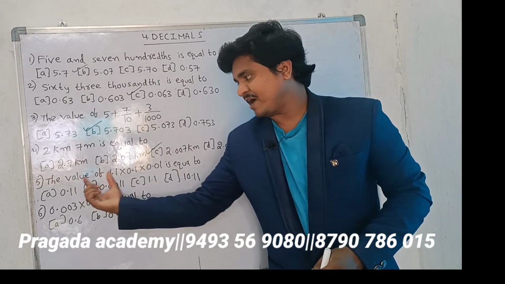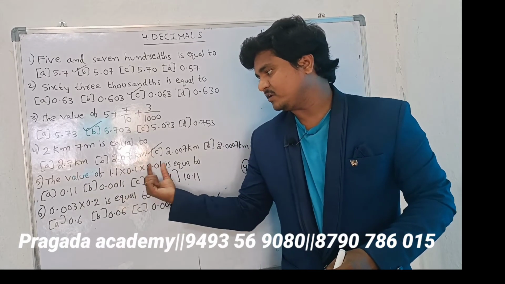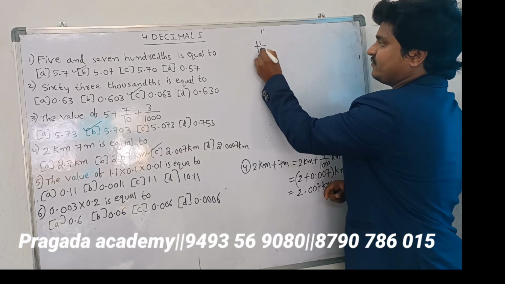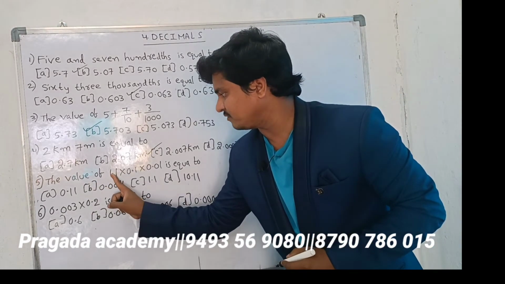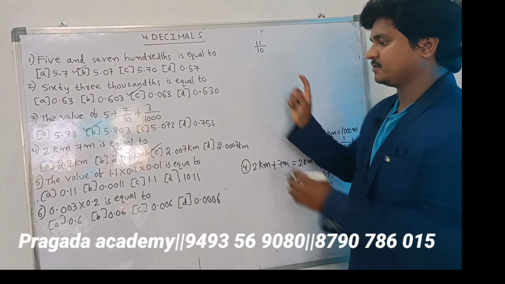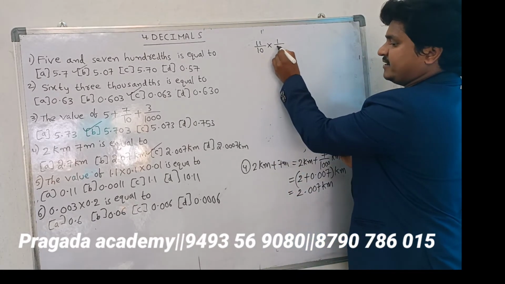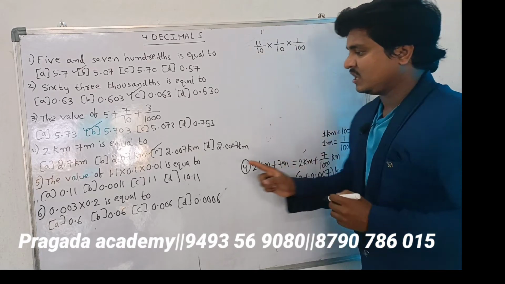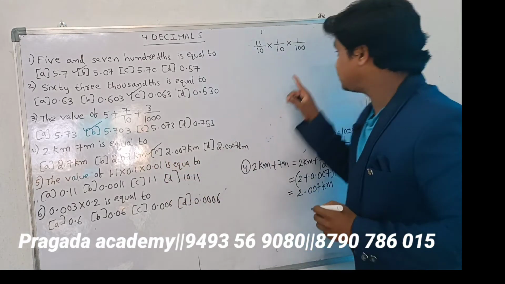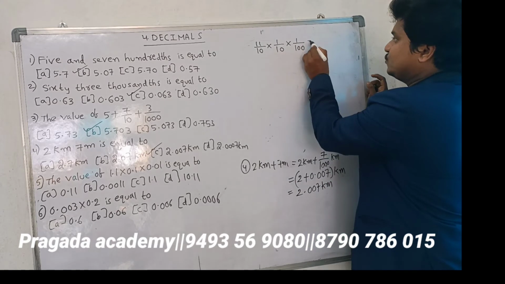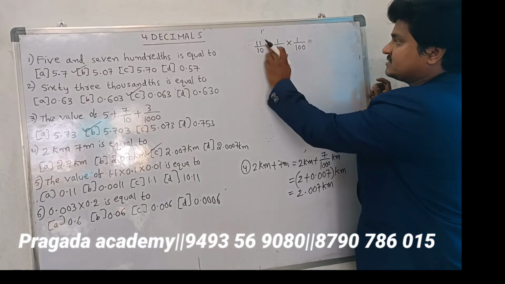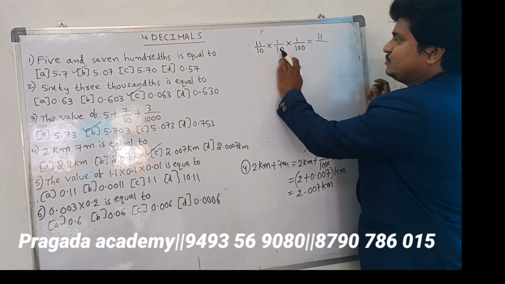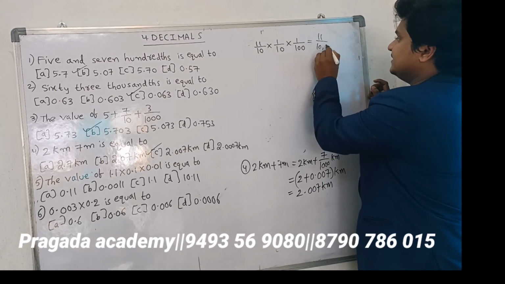Coming to fifth one, the value of 1.1 into 0.1 into 0.01. So 1.1 you should write as 11 by 10. Why? Because after 1 digit you have the decimal point. That's why 10 in the denominator. Into 0.1 means 1 by 10. 0.01 means 1 by 100. Why? Because after 2 digits you have the decimal point. That's why you will get 100. Now multiply the numerators and then multiply the denominators. 11 into 1 into 1, 11 only. 10 into 10 into 100 is nothing but 10,000.